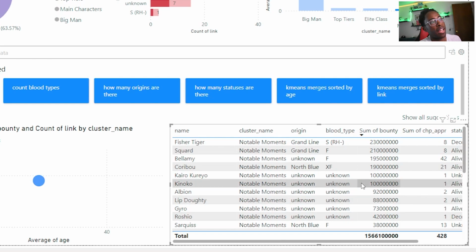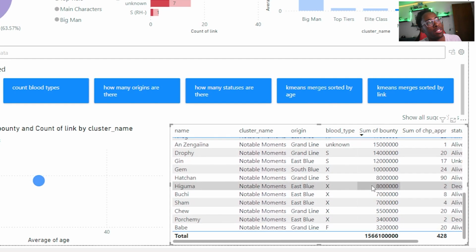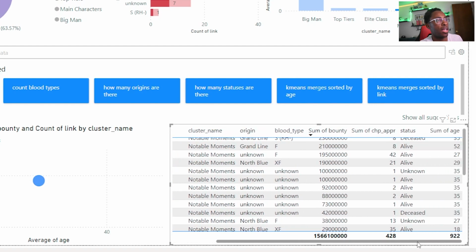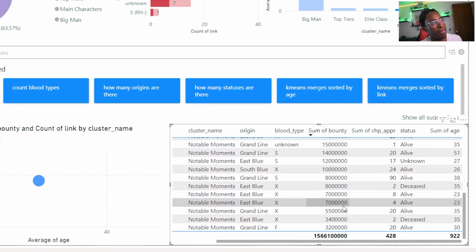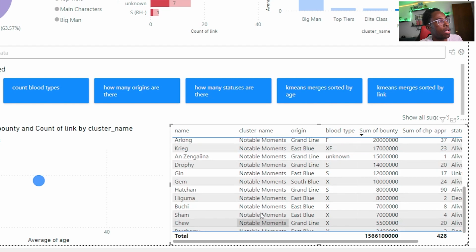So that's probably a defining attribute, right? A lot of these characters have lower bounties and don't appear in many chapters, so those two metrics are probably the defining attributes of this group. And we have an array of different ages, but they're not so different that they could go into an old group defined only by age.